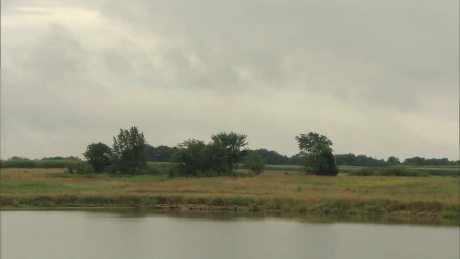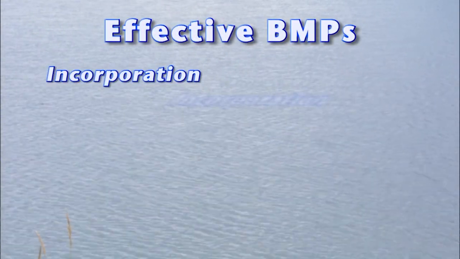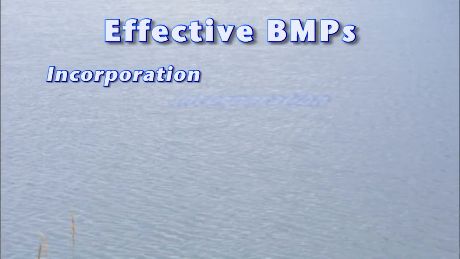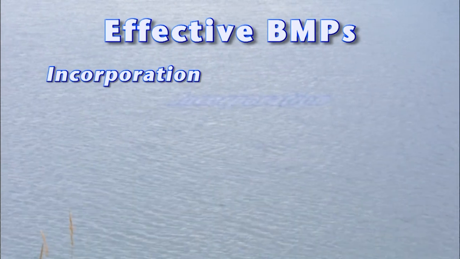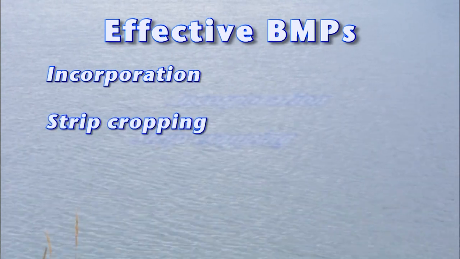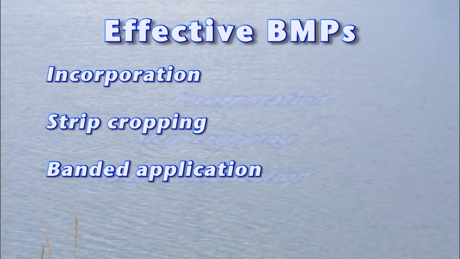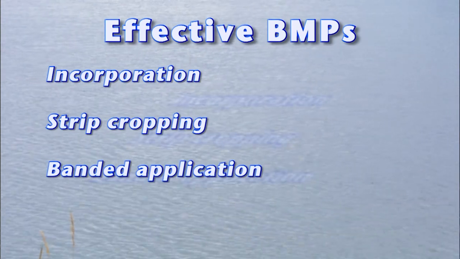Additional management practices may be needed to prevent, reduce, or control atrazine runoff. These practices are considered to be moderately to highly effective. Incorporation of atrazine into the soil at a depth of 1 to 3 inches can significantly reduce herbicide runoff. Strip cropping can reduce the total herbicide load. Banded application at planting near the road to reduce total herbicide load.